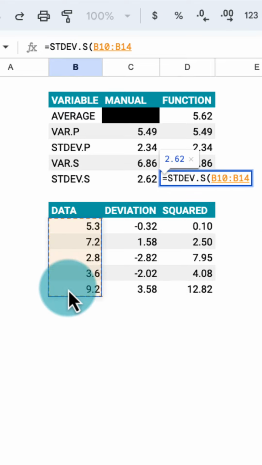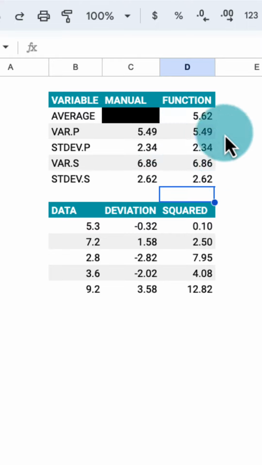As we can see, all the manual calculations and the functions match.